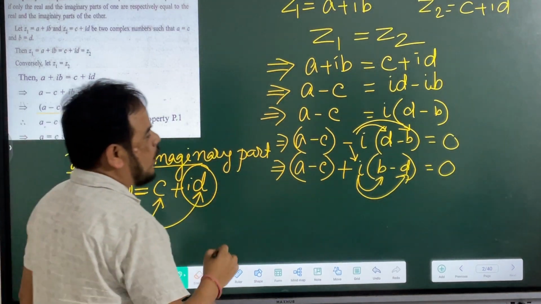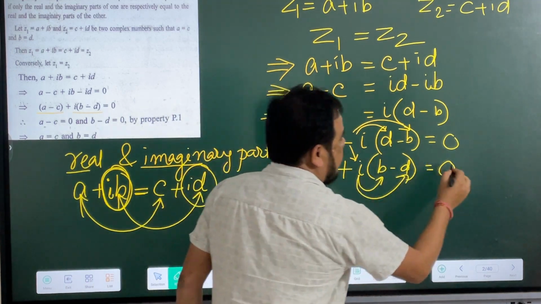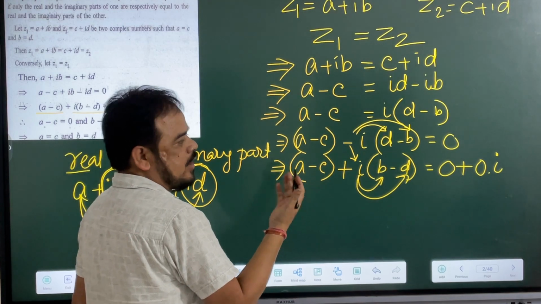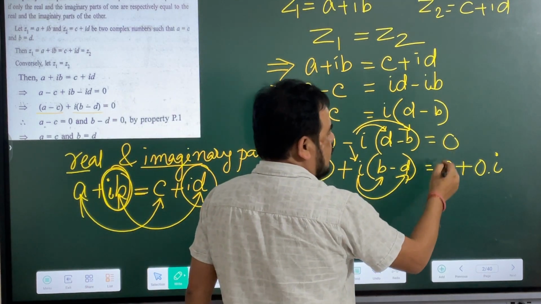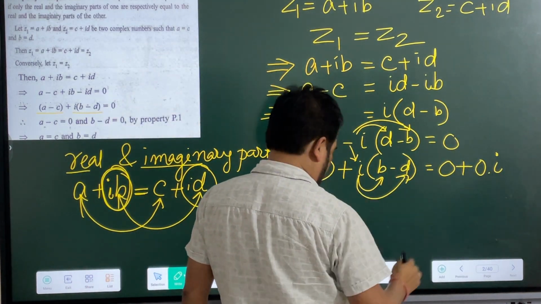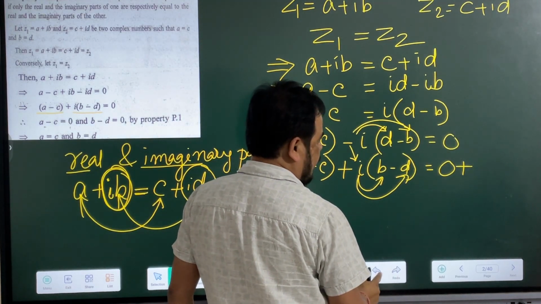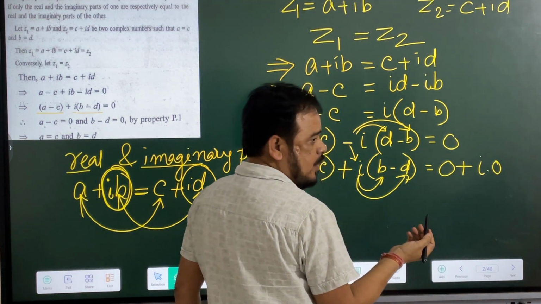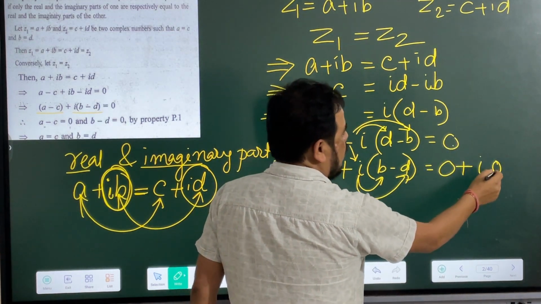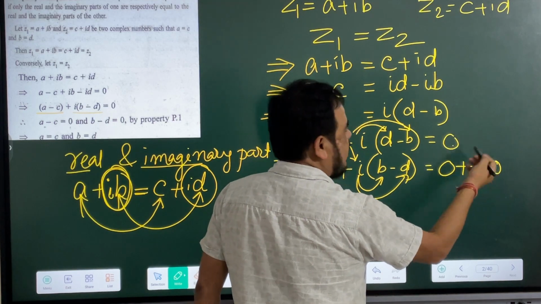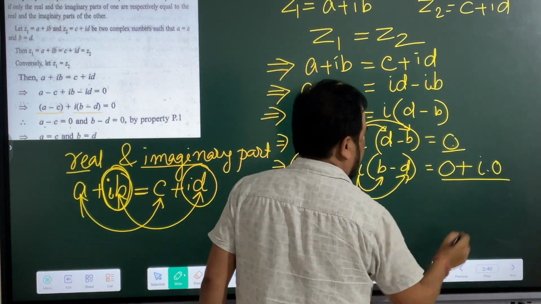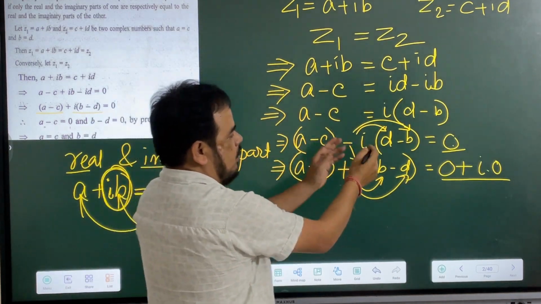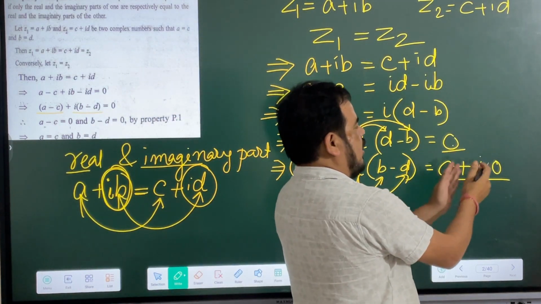Now, look here. Let me write this way. No problem, there is no issue. 0 is written, 0 plus 0i written, same thing. Or if we write i dot 0, then also the same thing. 0 plus i0 or 0 plus 0i, same thing, is it not? So this one and this one are equal. Now the left hand side has real and imaginary parts, and the right hand side has real and imaginary parts.